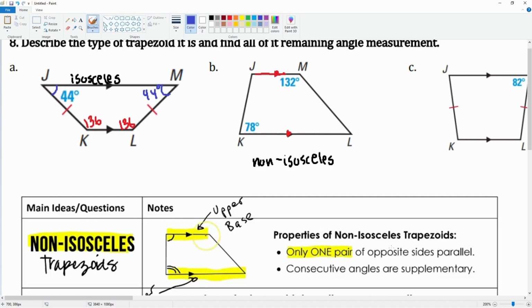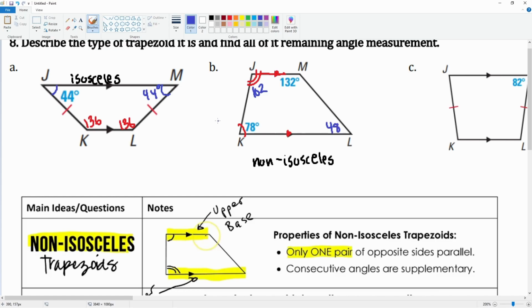Notice that the consecutive angles are supplementary. That means this angle and this angle are supplementary. So 180 minus 78 gets you 102. Okay. Then you can do the other side: 180 minus 132 gets you 48.